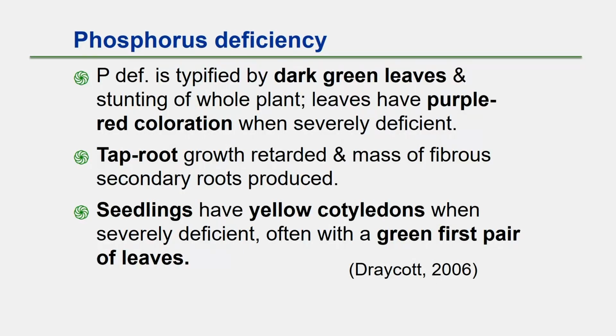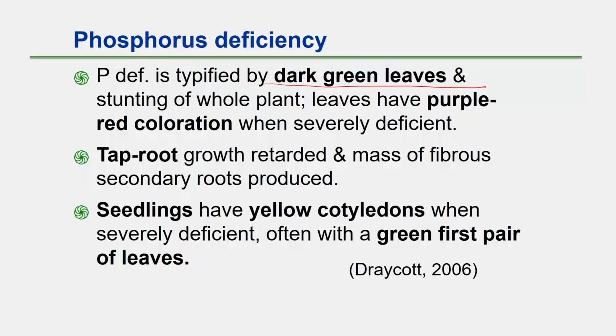Phosphorus deficiency is typified by dark green leaves and stunting of whole plant. The plant height is reduced and leaves may have purple red coloration or pigmentation on their surfaces. Taproot growth retarded and mass of fibrous secondary roots produced. Overall, the root growth is also restricted due to phosphorus deficiency. Seedlings have yellow cotyledons when severely deficient, often with a green first pair of leaves. You have already seen that the cotyledons were yellow.